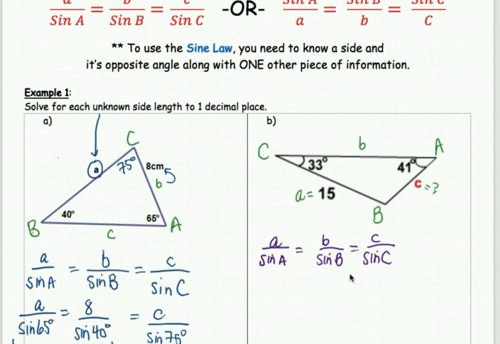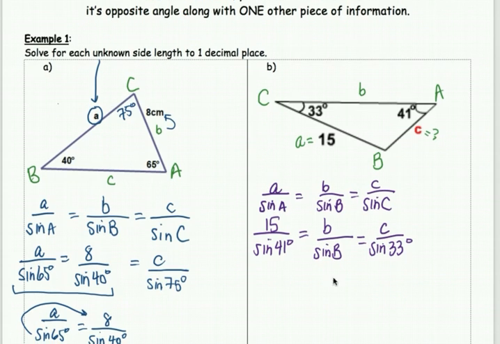All right, so now that we have the formula, let's fill everything in. So side A, we know it, it's 15. Angle A, yep, it's 41 degrees. Side B, don't know it. Angle B, could find it, but let's just say we don't know it. C, we don't know it, but we need to find it. And the angle C is 33 degrees.